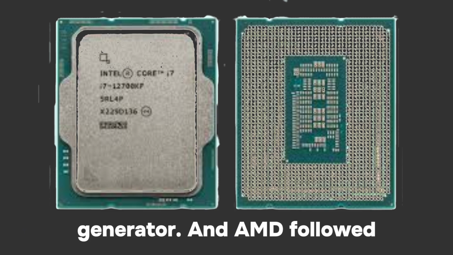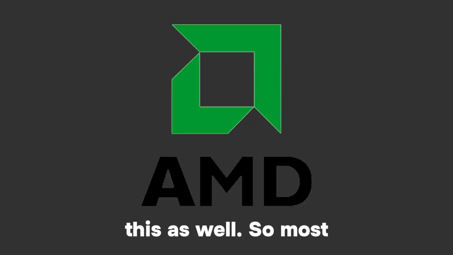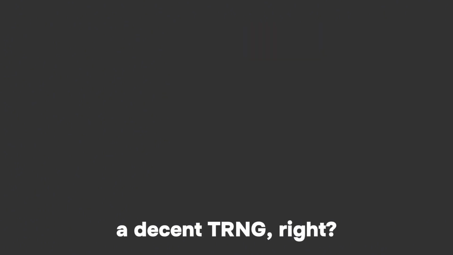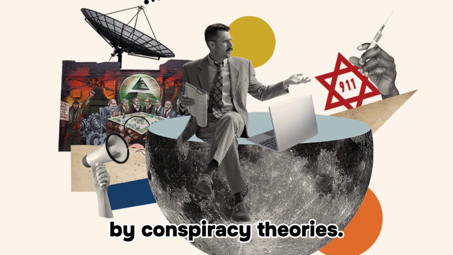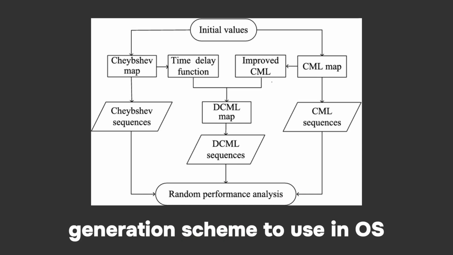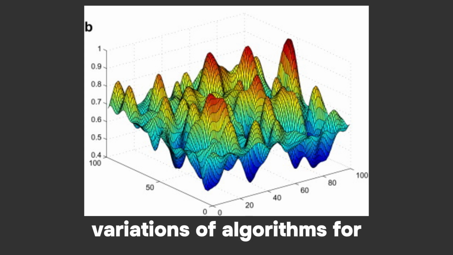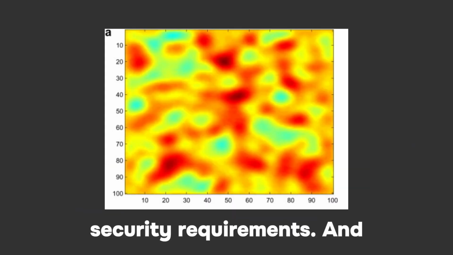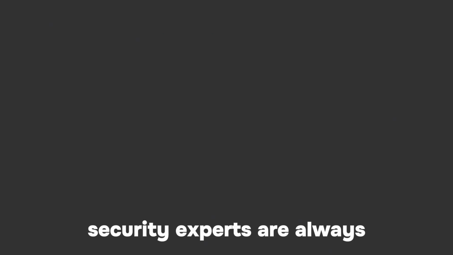More recently, in 2012, Intel added the RDRAND and RDSeed instructions for TRNG using an on-chip thermal noise generator, and AMD followed this as well. So most computers today finally have a decent TRNG, right? Yes, sort of. The RDRAND instruction is surrounded by conspiracy theories. Today, there is still debate over which random number generation scheme to use in OS kernels. There are many variations of algorithms for different speed, space, and security requirements. And security experts are always looking for new ways to generate random numbers.